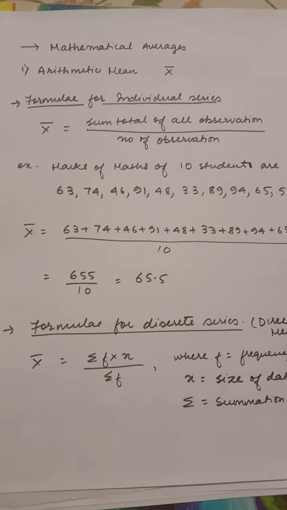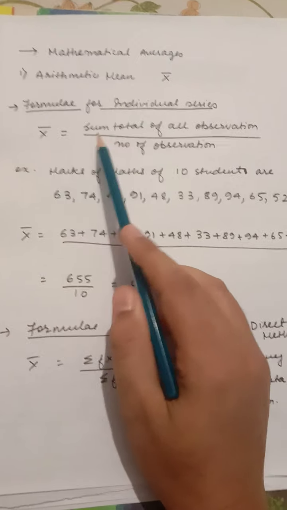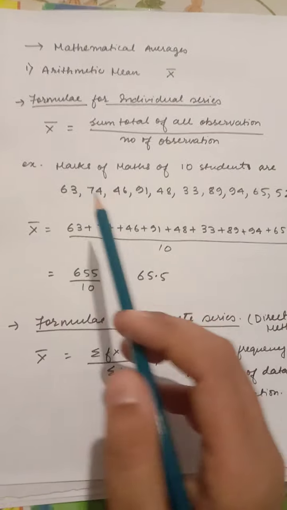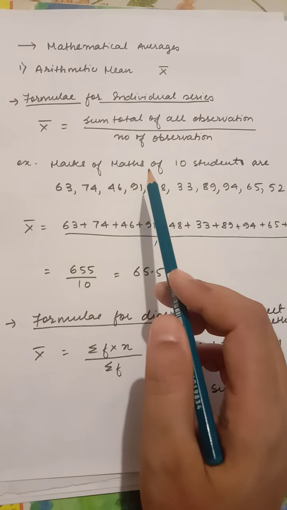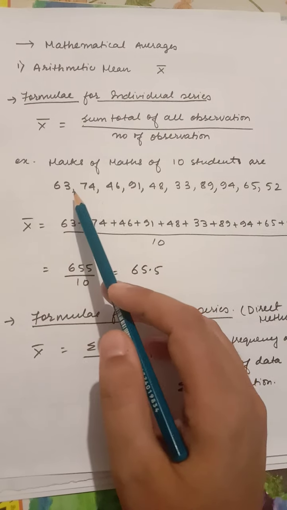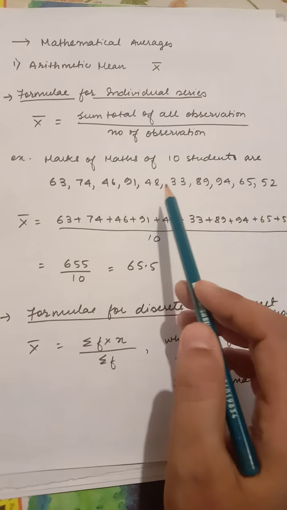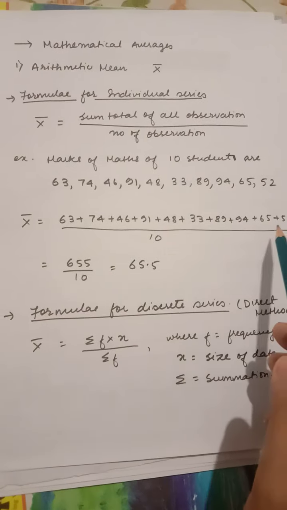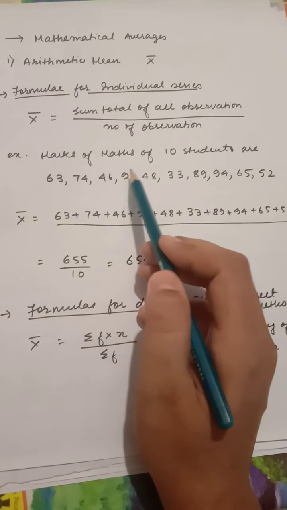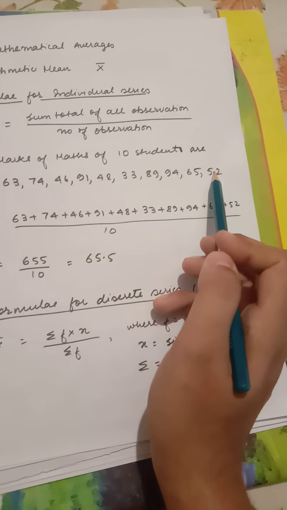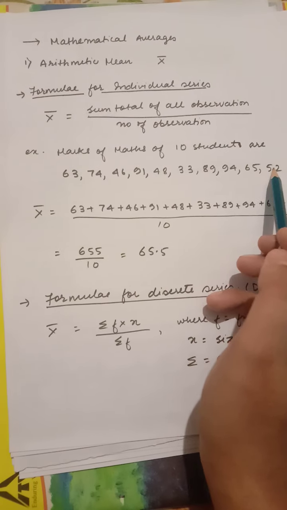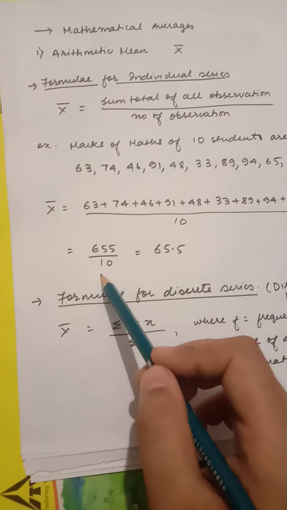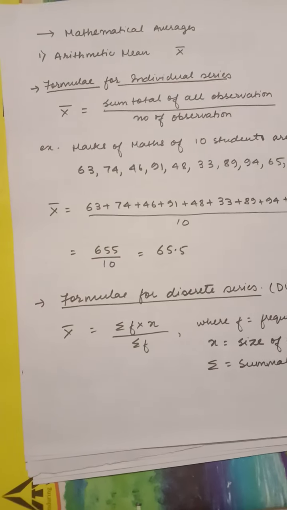So for example, the formula is arithmetic mean equals the sum total of all observations divided by the number of observations. For example, the marks in maths of 10 students are 63, 74, 46, 91, 48, 33, 89, 94, 65, 52. We add them and let's count them out: 1, 2, 3, 4, 5, 6, 7, 8, 9, 10. So there are 10 students, so we divide by 10. On adding, we get 655 and the answer is 65.